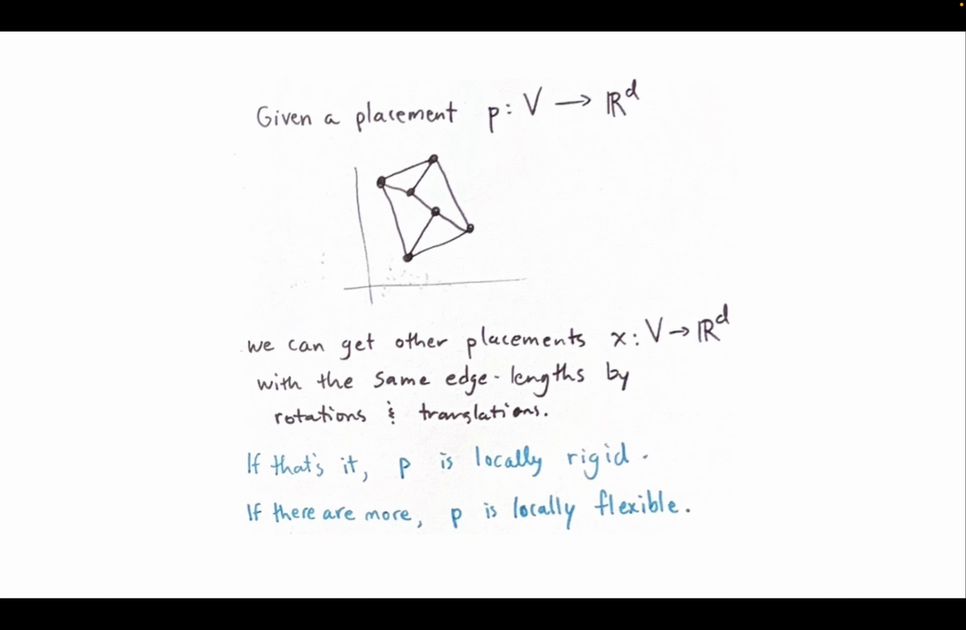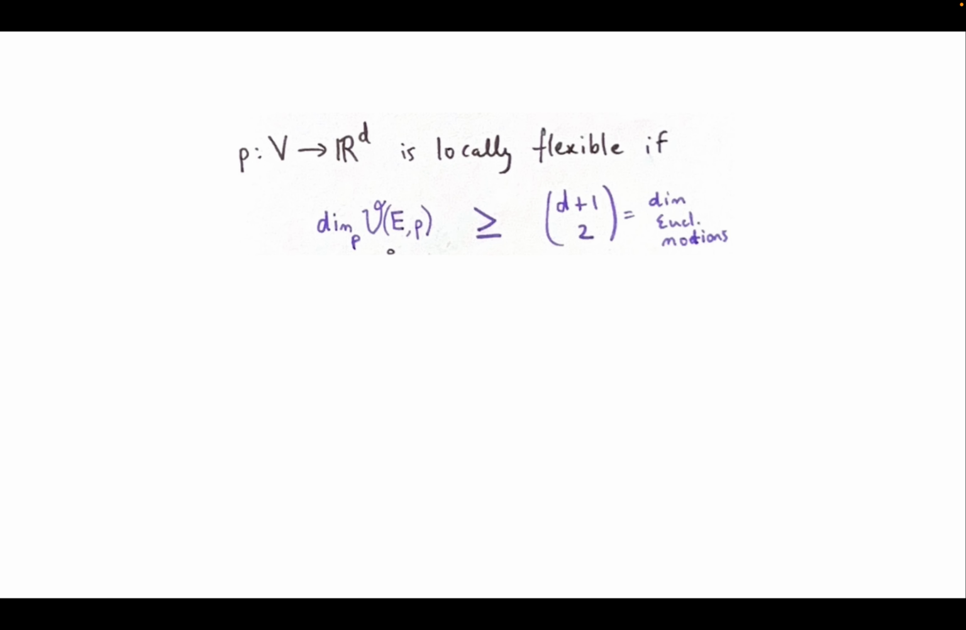And if that's it, if those are the only ways to get other placements with the same edge lengths, we say that the placement p is locally rigid. But if there are more ways to get placements with the same edge lengths that aren't just rotating or translating, then we say it's locally flexible. So a placement is locally flexible if the dimension of some algebraic variety is strictly greater than that of the Euclidean motions, meaning there are more ways to satisfy the edge length conditions than there are translations and rotations.